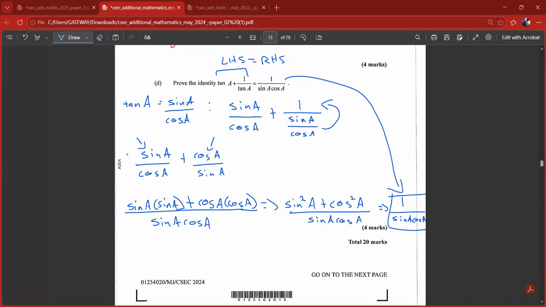Right, so you understand the solution for the 25 and the 24, right? Trigonometry.